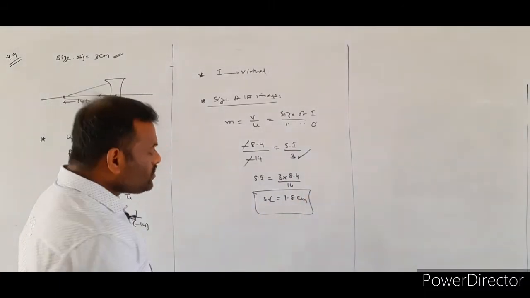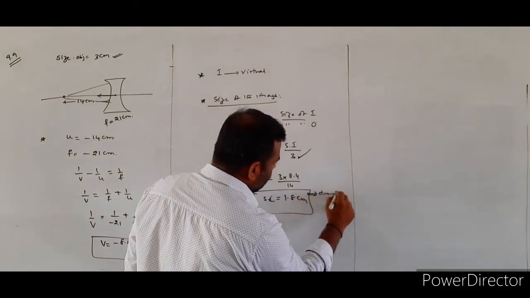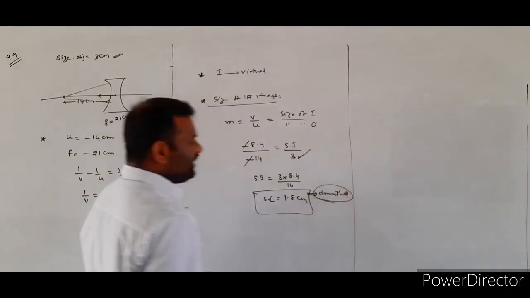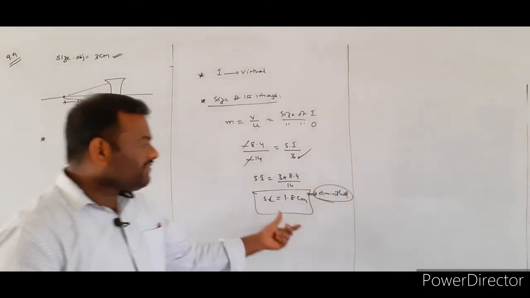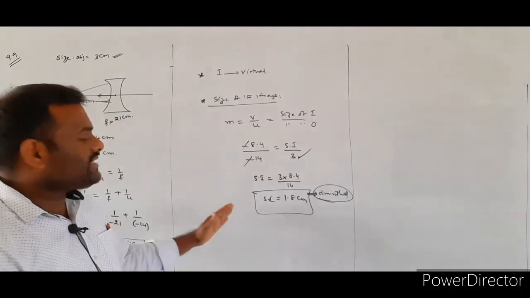Size of the image is 1.8 centimeter, so the image will be diminished. It is not enlarged. The size of the image will be reduced, meaning it is diminished. So this is the size of the image.